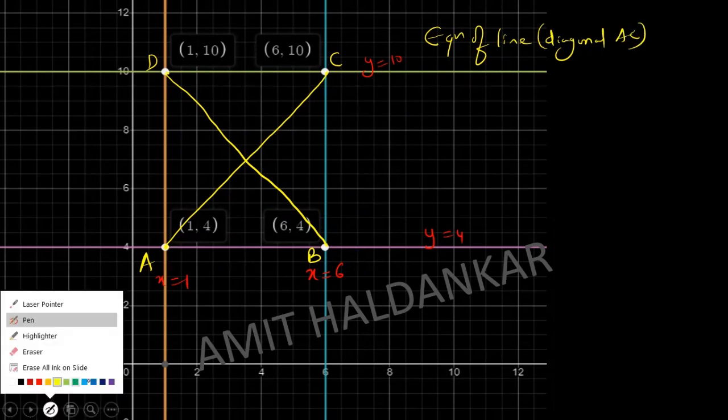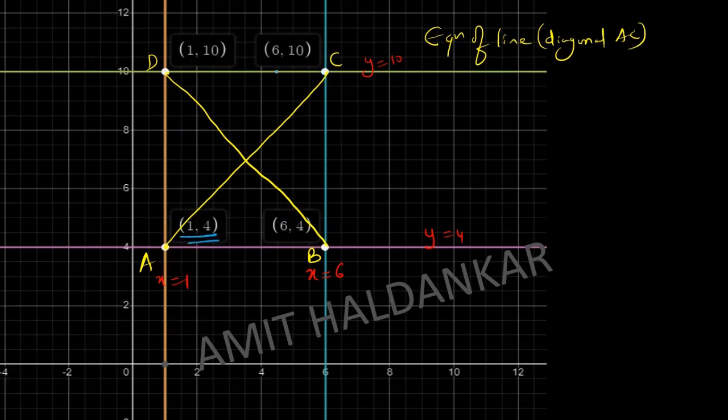The two points that I'll use over here are (1, 4) and (6, 10). So this is x1, y1 and this is x2, y2. I'm using the formula (x minus x1) upon (x1 minus x2) is equal to (y minus y1) upon (y1 minus y2).